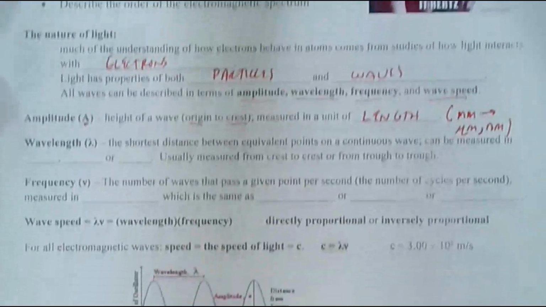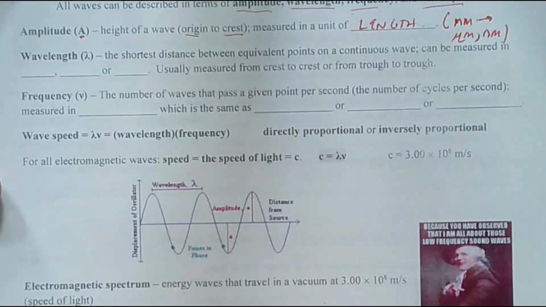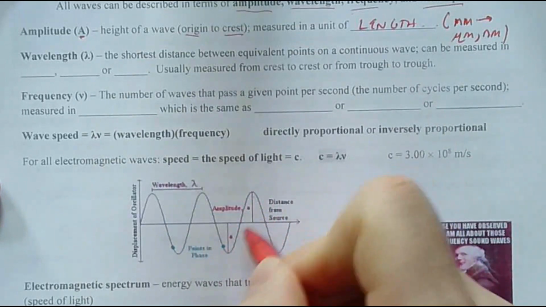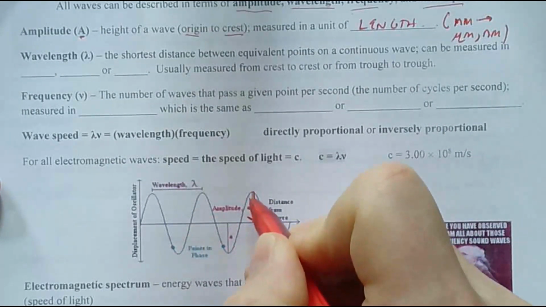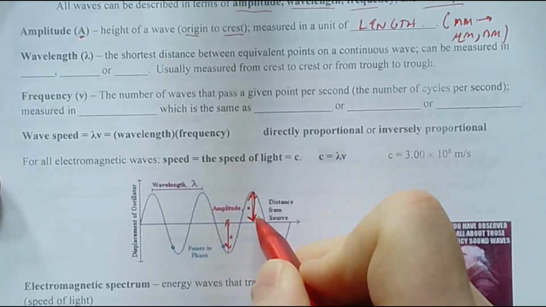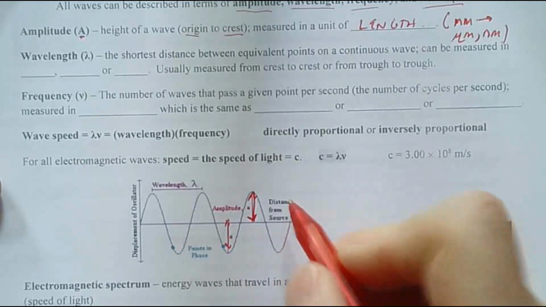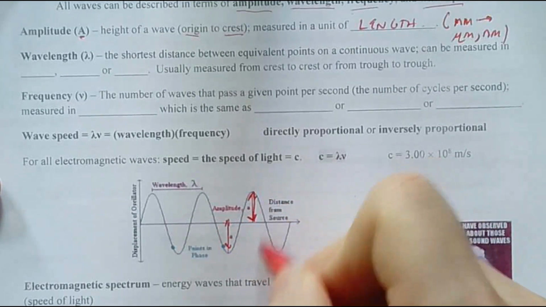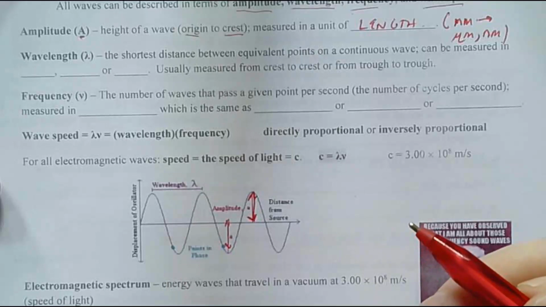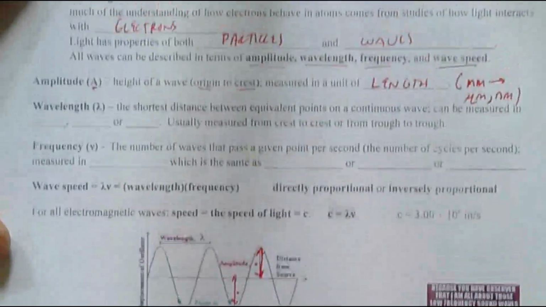Now, down here in this picture, we've got some information. You notice that the amplitude here is only defined as from the origin to the crest, either from the origin going up or the origin going down. It's not the entire height of the wave. That's a big thing that folks can get mixed up with.